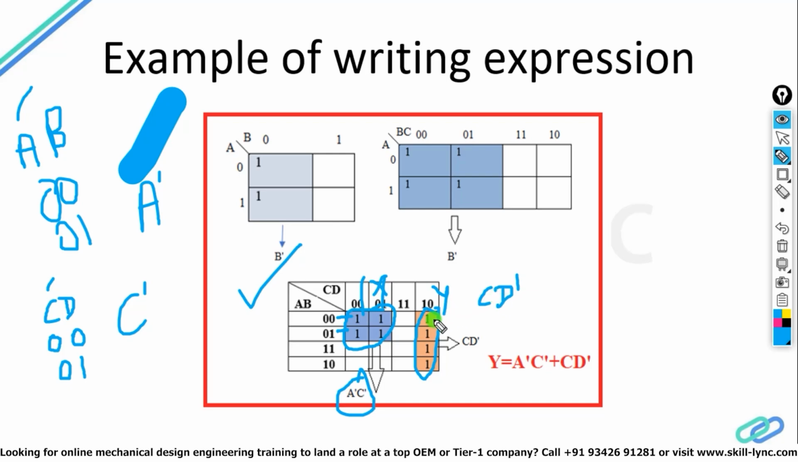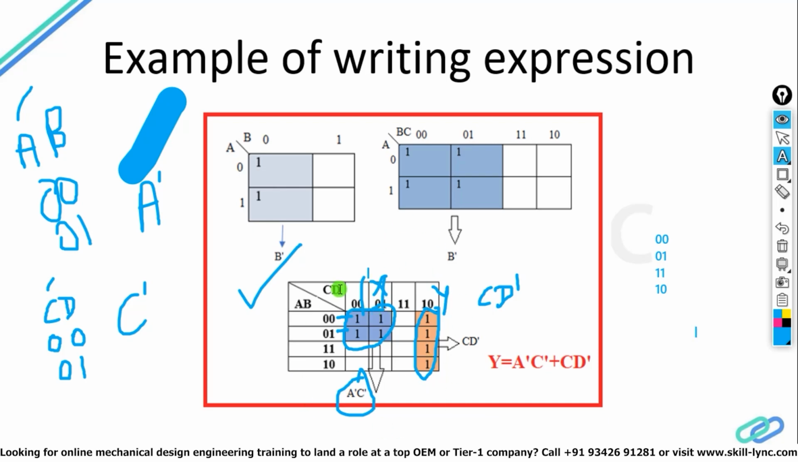Now on the left side, you can see that this one belongs to 0, 0, the second one belongs to 0, 1, the third one belongs to 1, 1 and the fourth one belongs to 1, 0. And you can easily see that there is nothing in common vertically. So the final answer will be Y equal to A bar C bar plus C D bar. So this is the case.